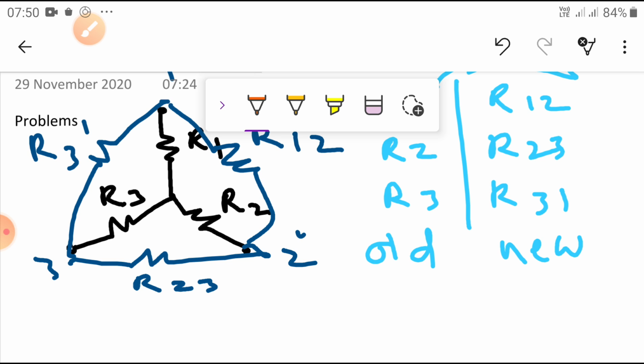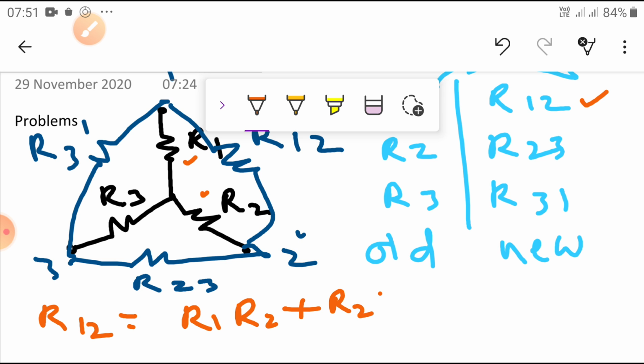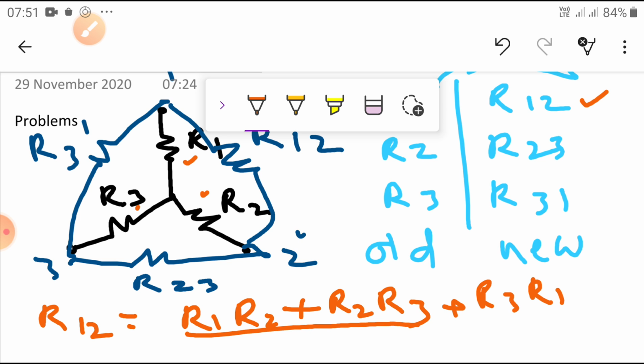Okay, so R12 is required. Can I write it? R12 is simply the sum of R1 R2 plus R2 R3 plus R3 R1, the whole divided by the opposite value. What is the opposite value? It is R3. Then this value is R12, we are going to get it.